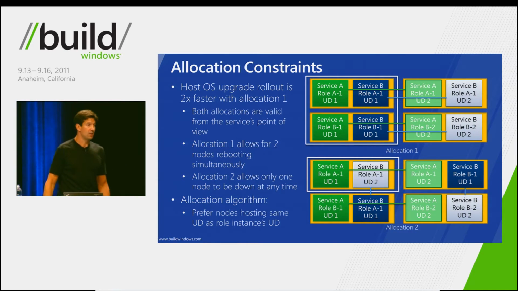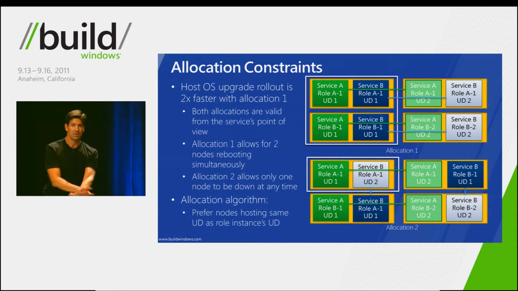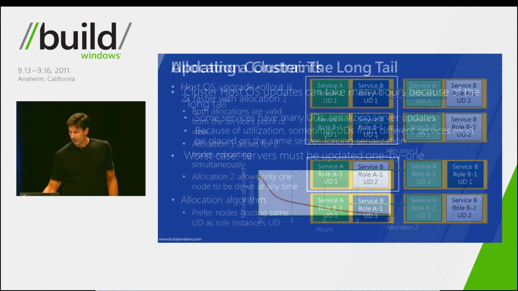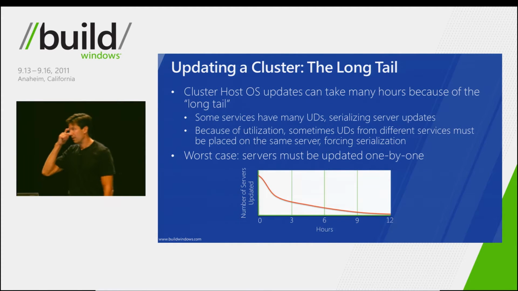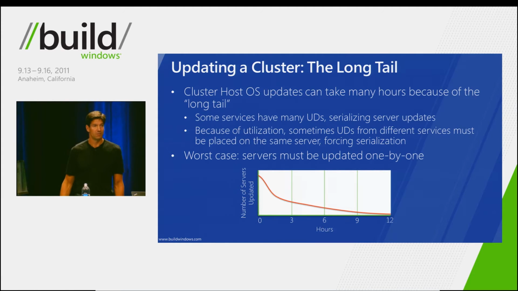So the algorithm is actually pretty simple. We will try to keep only one update domain, rolling instances of one update domain on a blade, even if they're from different services. We'll try to do that, and that helps us get into a placement that optimizes the updates.